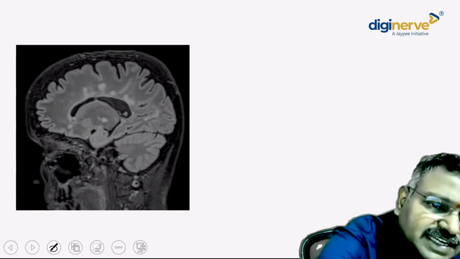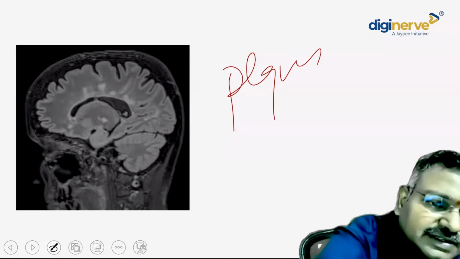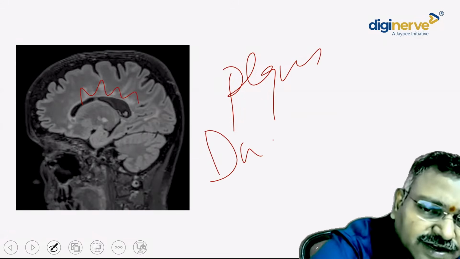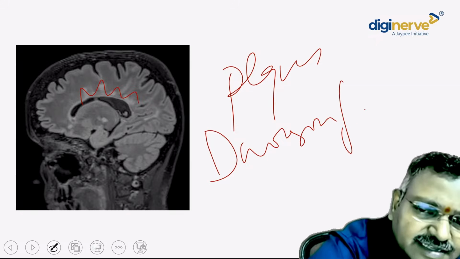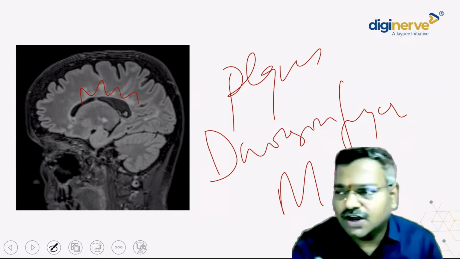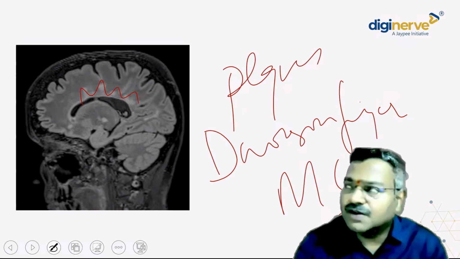So this is a sagittal section of the MRI where you're seeing a lot of white matter changes. You can see these, these are what we call plaques. And you can see there are certain finger-like projections. Classically, what we call Dawson's fingers. Very characteristic of multiple sclerosis. This is a very common image. So the white matter changes that you're seeing, and these lesions are what we call plaques.